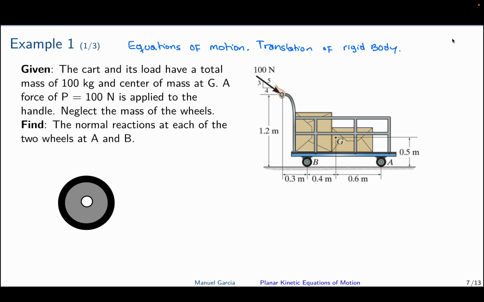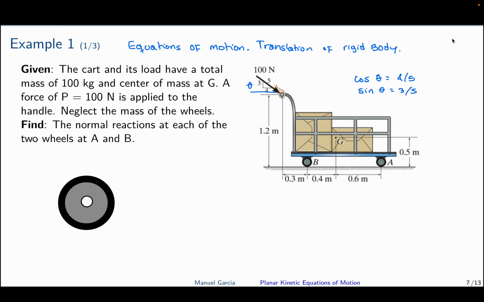Also, there is a force being applied, so someone is pushing the cart, and the force is 100 newtons, applied at this angle, which is given by this little triangle. The information given about the angle is that if this is theta, the cosine of theta is equal to 4 over 5, and the sine of theta is equal to 3 over 5. Sorry, cosine is 4 over 5.